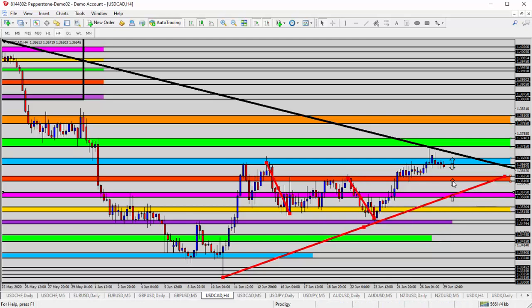So pulling back is really the best thing for us if we're going to take a long. So selling opportunities as close as possible, 1.3660 to 1.3680, may be our best opportunity for the day today. Watching for the signal to do that for the dollar CAD today.